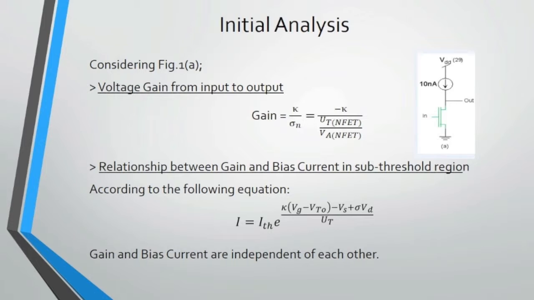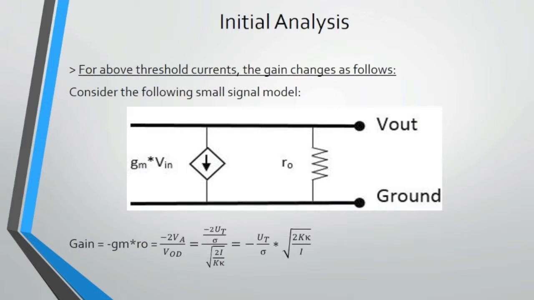Considering figure 1a, we see that the MOSFET is connected to an ideal current source, which causes the gain to be affected by the sigma n of the MOSFET only. Also, looking at the relationship between gain and bias current inside the subthreshold region, we see that they are completely independent of each other as given by the above equation. But analyzing this relationship in the above threshold region, we need to consider a small signal model which causes the gain to depend on the bias current as follows.